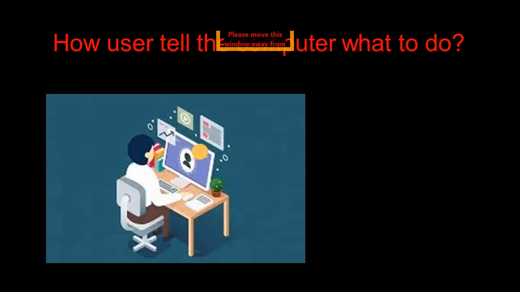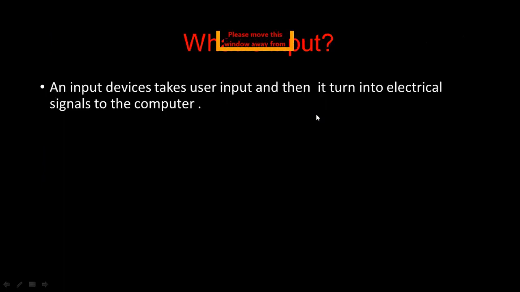So what does user do? He types in instructions to the computer and computer solves the problem. Computer takes the instructions with the help of input devices and it starts working. Okay, what is input? An input device takes user input and then it turns into electrical signals to the computer. So boys, write this definition in your notebook. What is input?